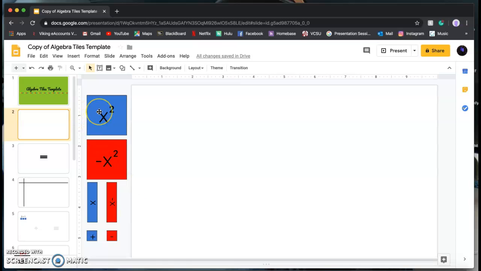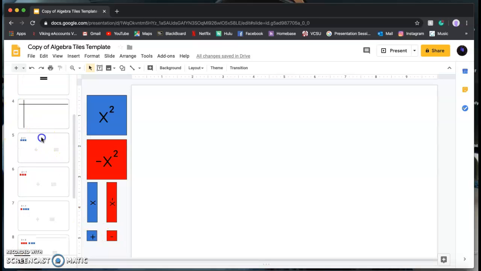So you have a positive x to the second power and a negative x to the second power. These two are meant for the area of a large square, so it would be x times x equals x to the second power. And then these longs are for the area of a rectangle, which would be 1 times x equals x. And then these ones are the area of a square, so it would be 1 times 1, and these are equal to 1. So you have positives and negatives, and I will be doing adding and subtracting.